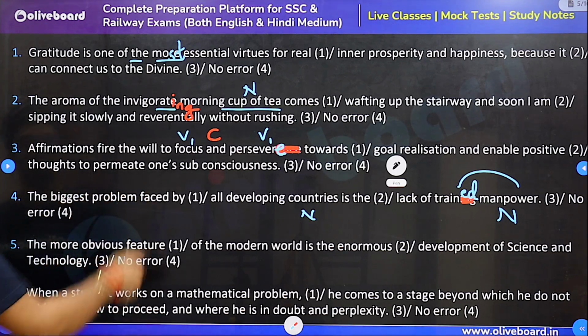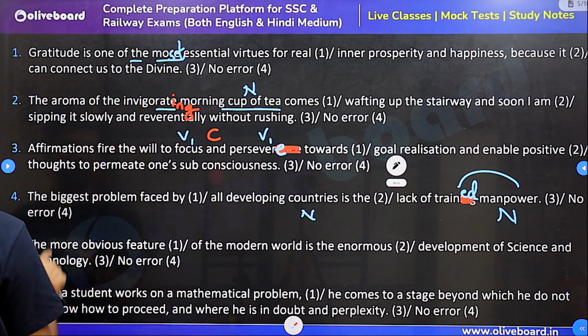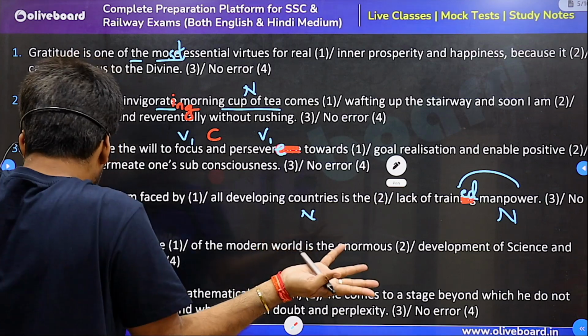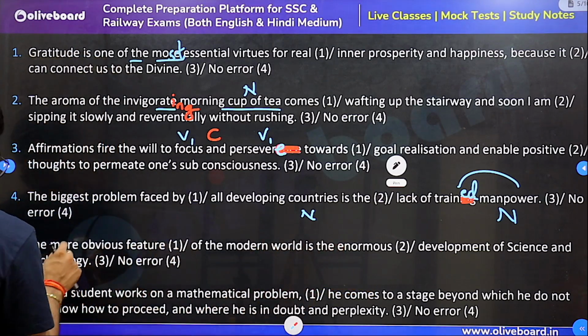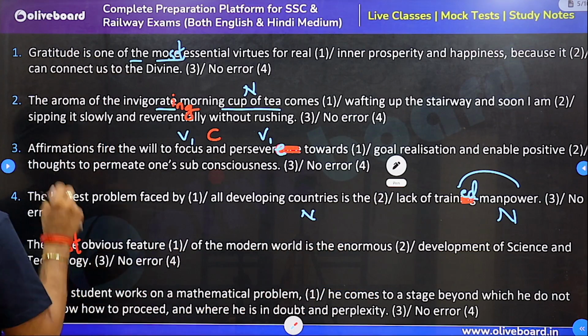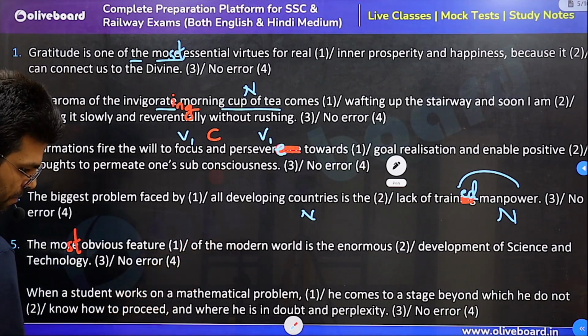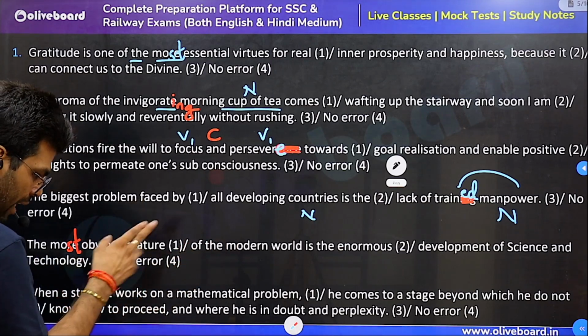The more obvious feature, the same expression once again. More obvious? Then there should be a comparison out there. So, making it superlative unanimously: the most obvious feature of the modern world is this. Just one, not more than this or that.